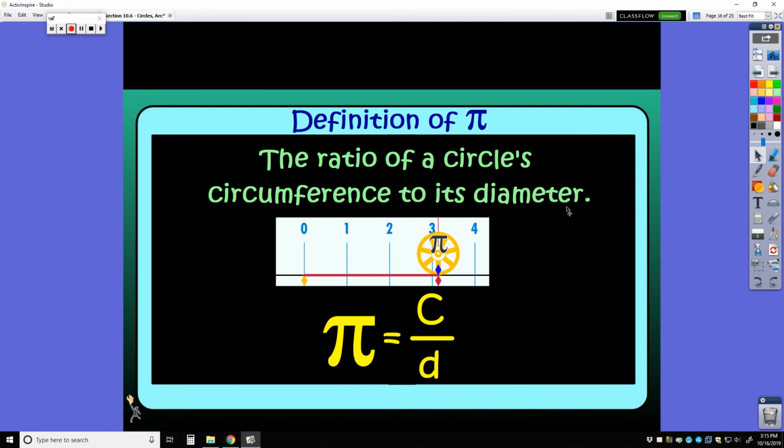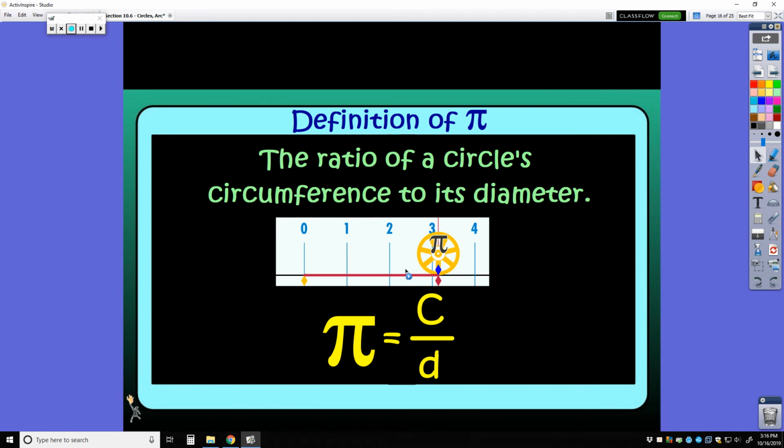So first we're going to start off with the definition of pi. And pi, by definition, is the ratio, the fraction, of a circle's circumference, the distance around the circle, to its diameter.